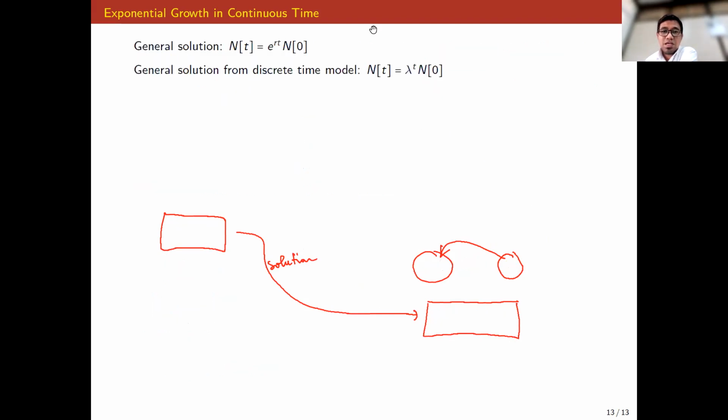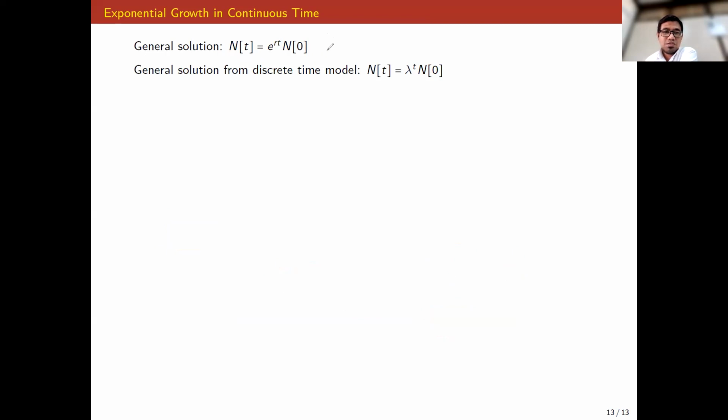Okay. Now let us compare what we obtain in discrete time with the continuous time. In continuous time, we have this one, while in discrete time, we have this one. But in this case, because they express the same expressions, we can make connections.